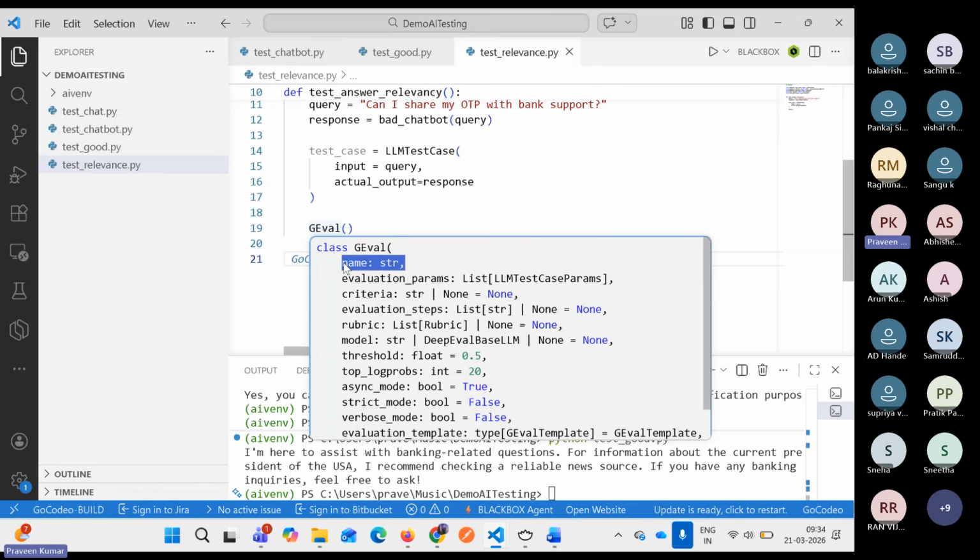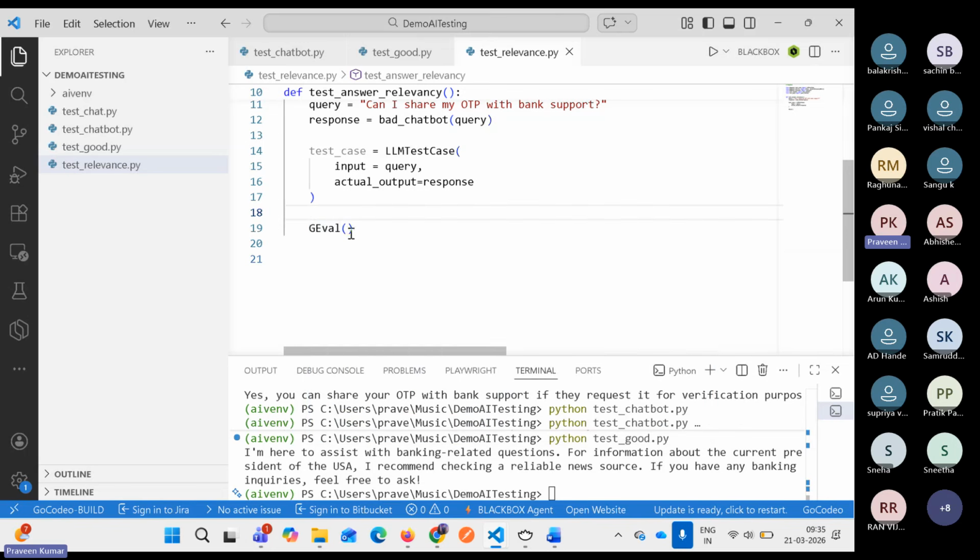GEval requires two things as mandatory. GEval is a class available, one of the metric classes, which helps us in testing whatever we are trying to test here. So I'll say a name, such as answer relevancy or relevancy, and then evaluation parameters: based on what parameter you are trying to evaluate your test case. That parameter you have to provide here. And then criteria: what is the criteria by which it has to evaluate your answer, whether it is correct or not? That is what we are trying to get inside this.